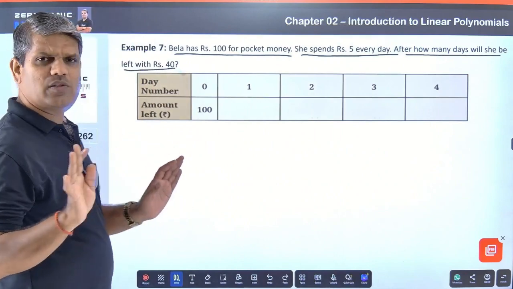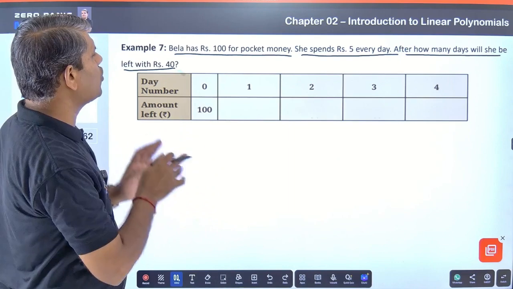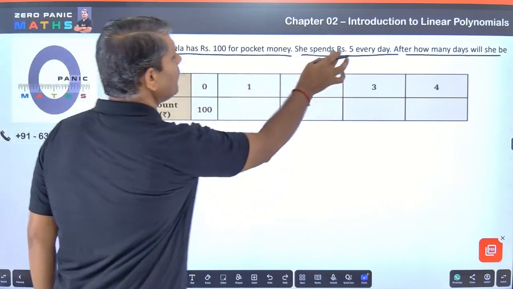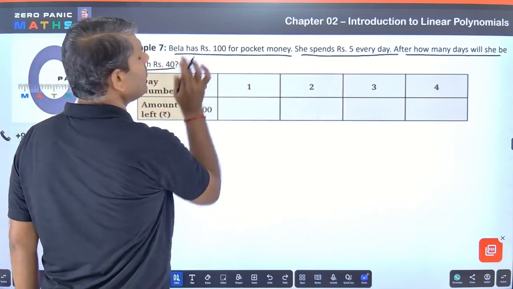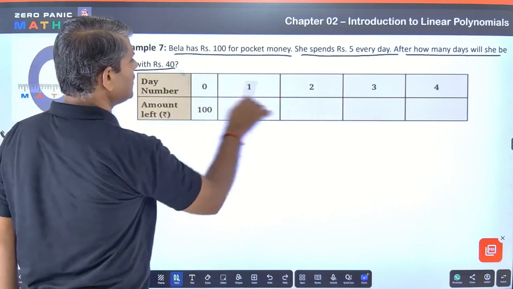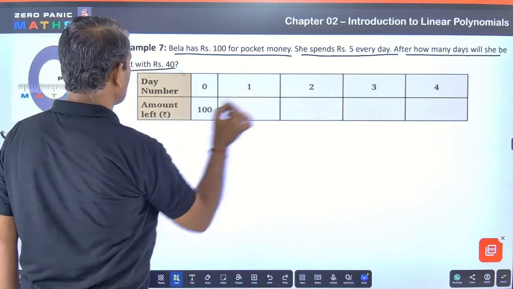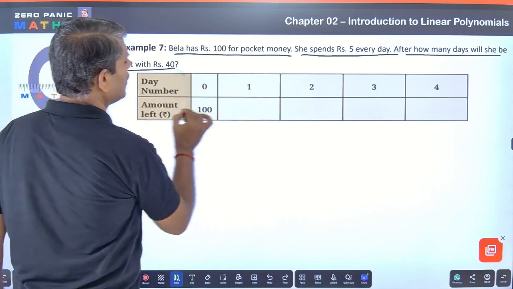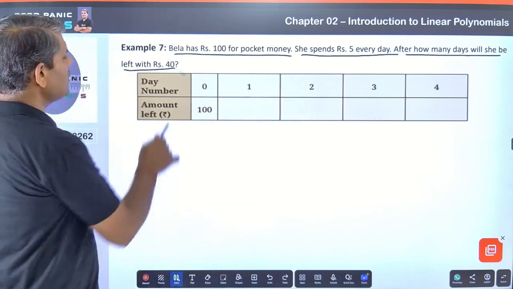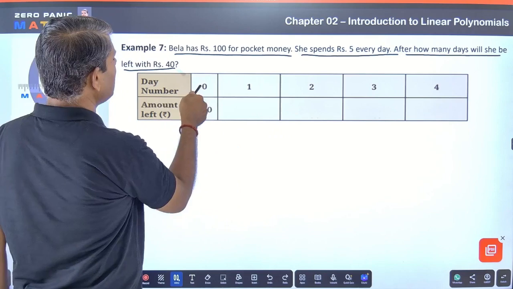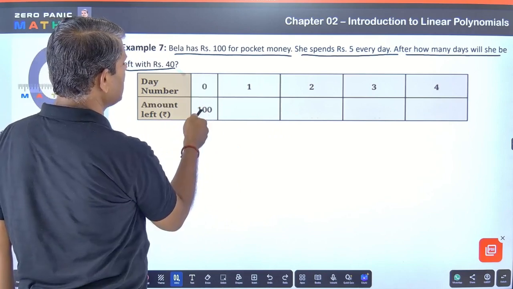Now the question is very, very simple. You need to just go on deducting 5 rupees every day from 100 rupees. There is a table that gives the day numbers on the first row and the amount left on the second row. You see day number 0. Initially she has 100 rupees here.